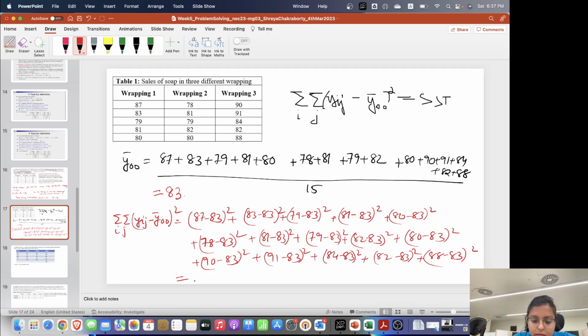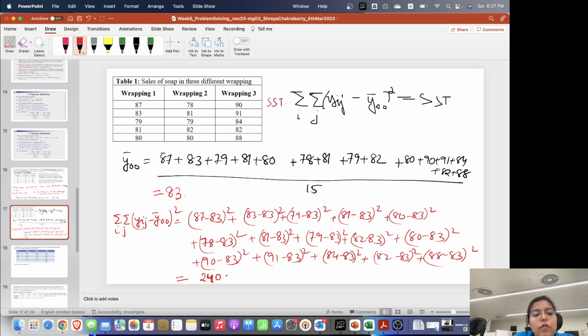The sum is 240. How much? 240. Yes, we are getting it to be 240. Correct. Okay, now we have to find out, this was the total sum of squares.